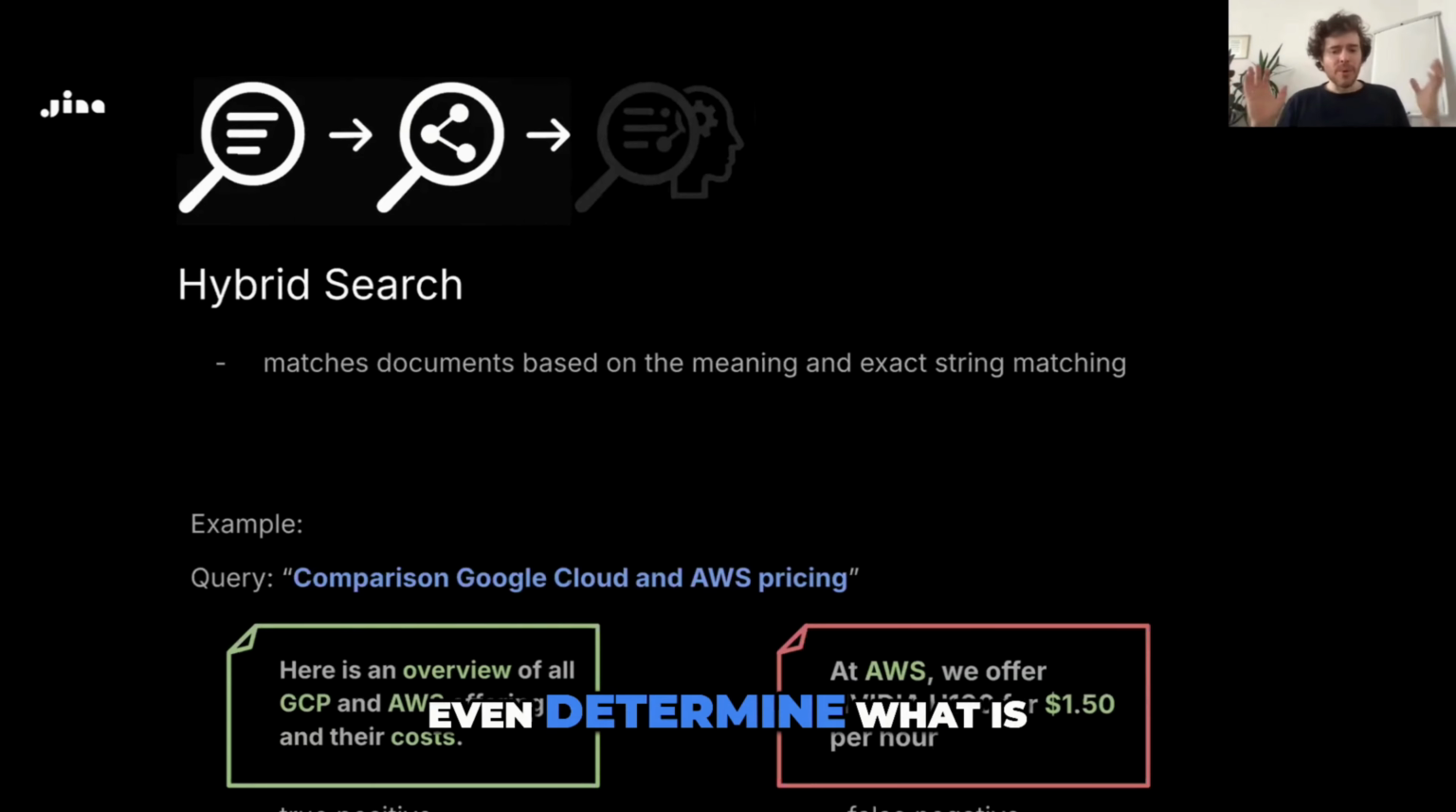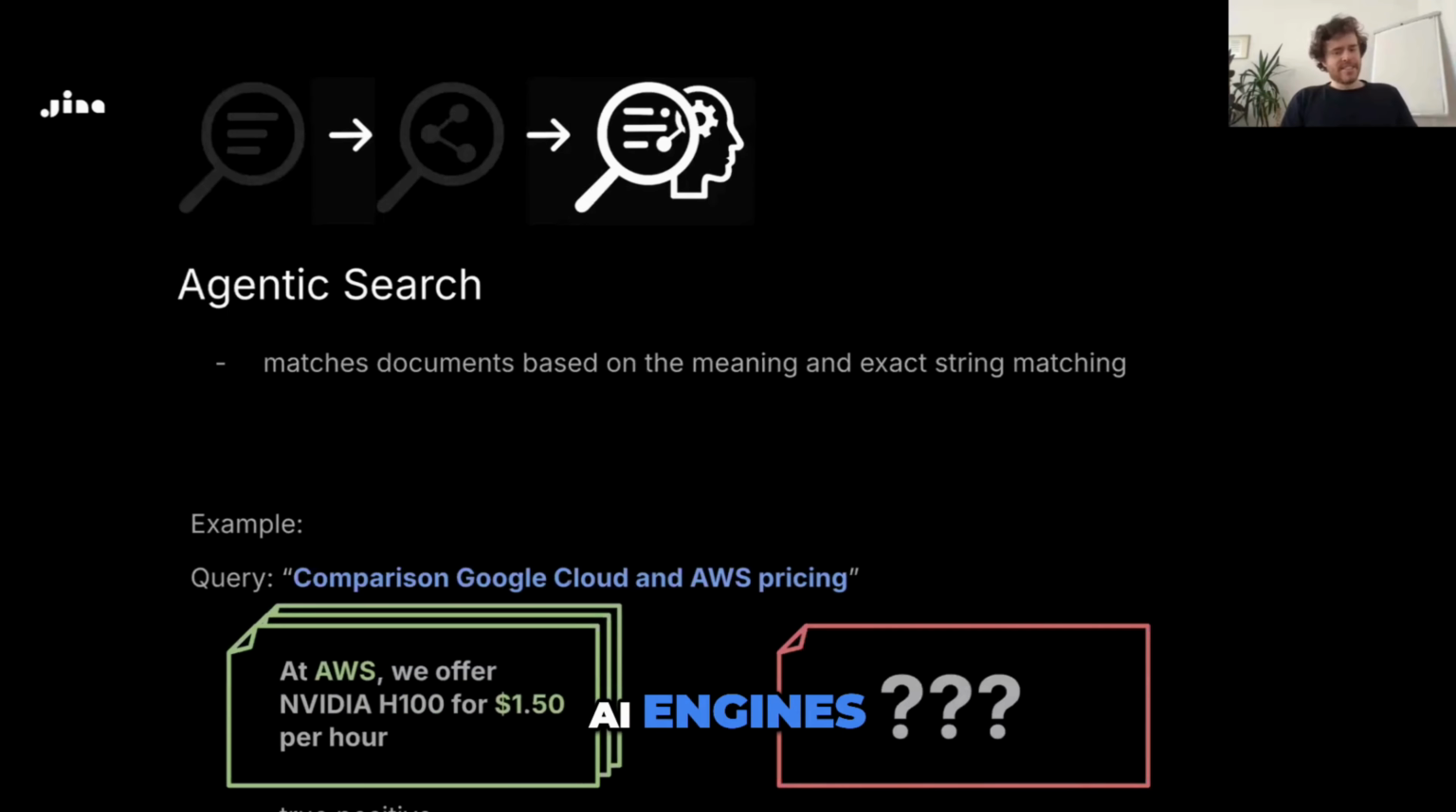So how do you even determine what is the best document from a database for that query if it doesn't exist? If all documents are the best one, because they all contain all this necessary information to give an answer to my query. AI agents. So now we are entering agentic search.